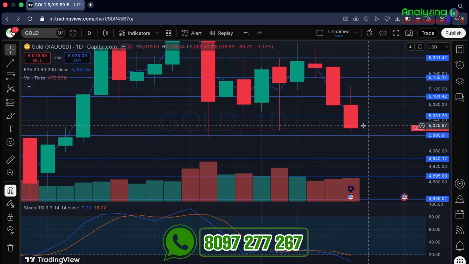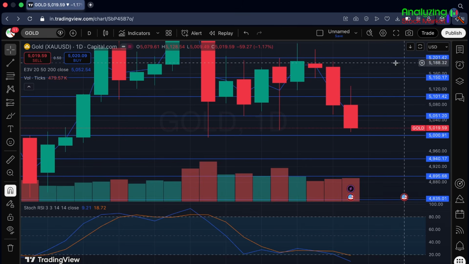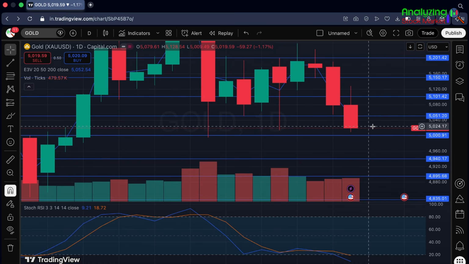So let's now talk about the closing first. The important support zones and resistance zones are already marked, so currently we don't need to mark any new levels. Let's straight away talk about the closing. 5019 is the closing here. The direct support is 5000. The direct resistance is 5051. After direct support, there is a support of 4940 and then 4895. After direct resistance, there is a resistance of 5100 and then 5150. These are the important support zones and resistance zones which will help you take better stop loss and target levels for this week.